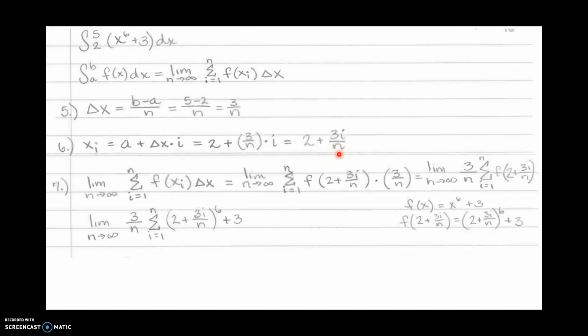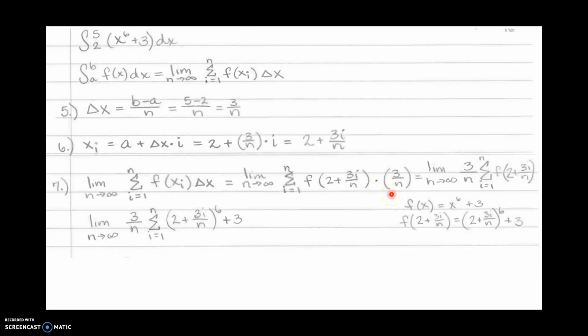All right, then for number 7, it said, okay, go ahead and give us the setup now. So for number 7, this was our definition of a definite integral. And what we have to do is replace the x sub i and the change in x. So I'm going to come over here, and for x sub i, we just found it right there. So I'm just going to plug that in for x sub i. And then for change in x, we found that in number 5, so I'm just going to plug that in right there.